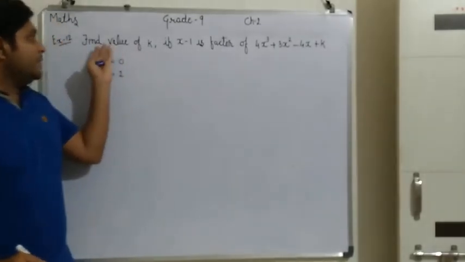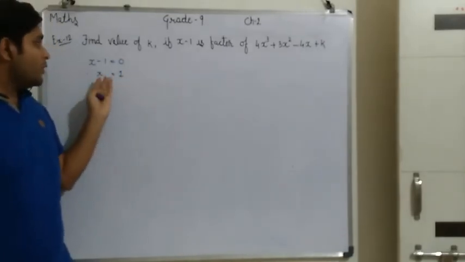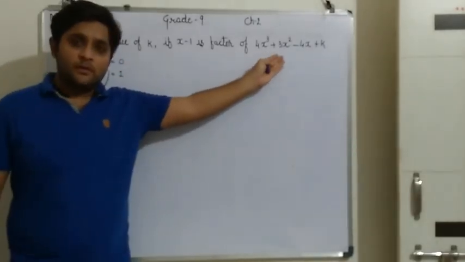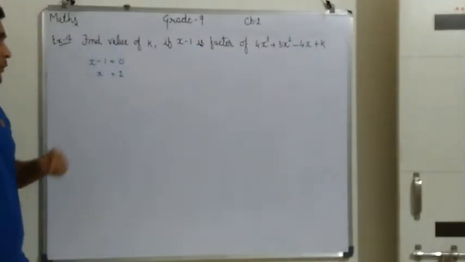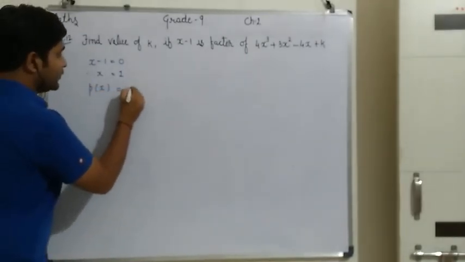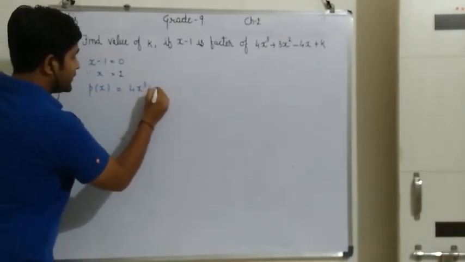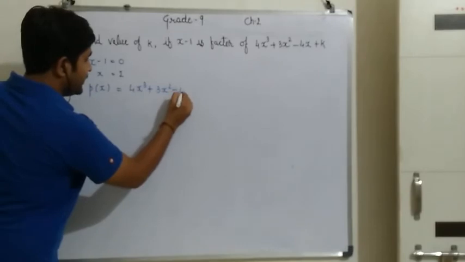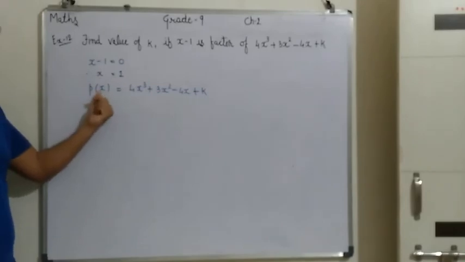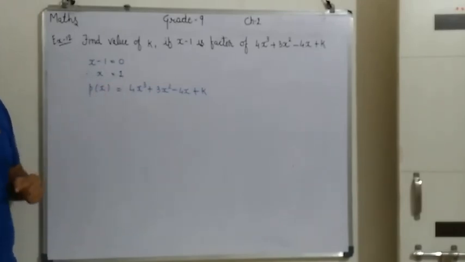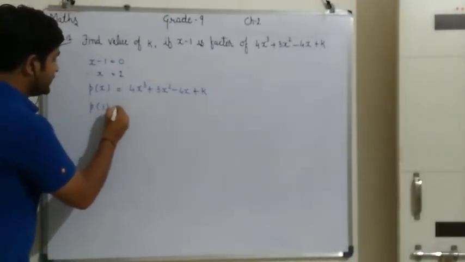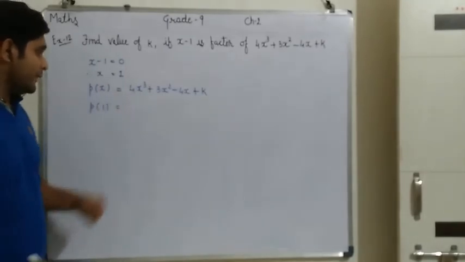Now we want to find the value of k. So the value of x is equal to 1. This value of x we have to put in the given equation, so let me find p of 1. First of all, let me write p of x. So p of x is equal to 4x cube plus 3x square minus 4x plus k. Now in place of x we have to write 1, so we have to find p of 1. P of 1 is equal to, in place of x we write 1.